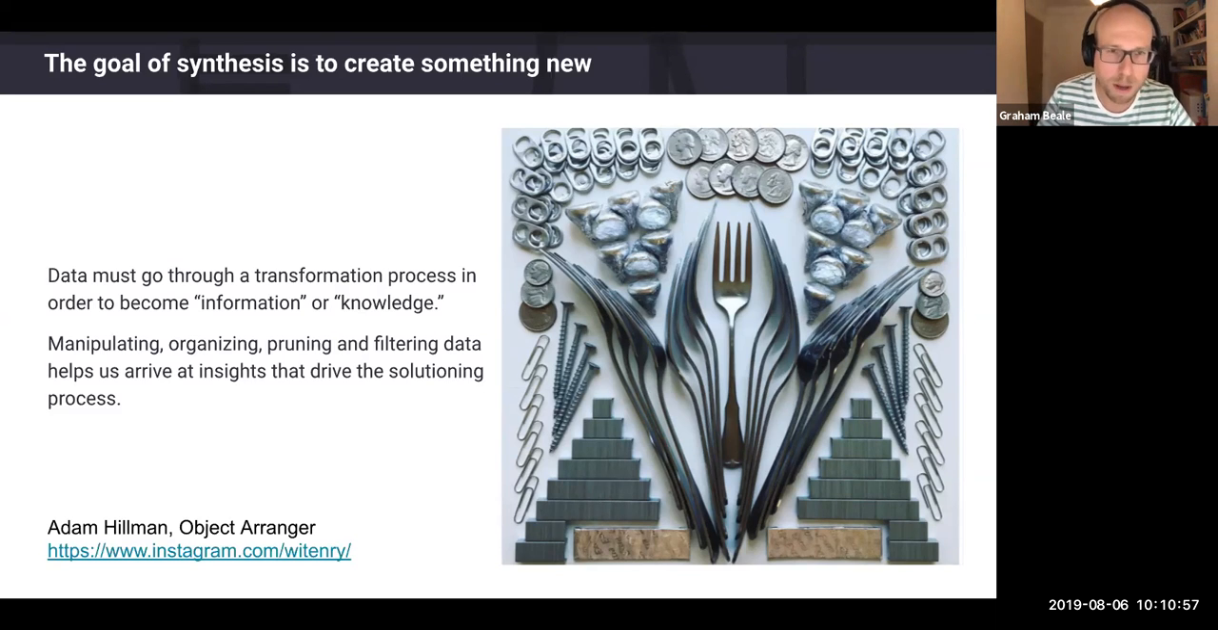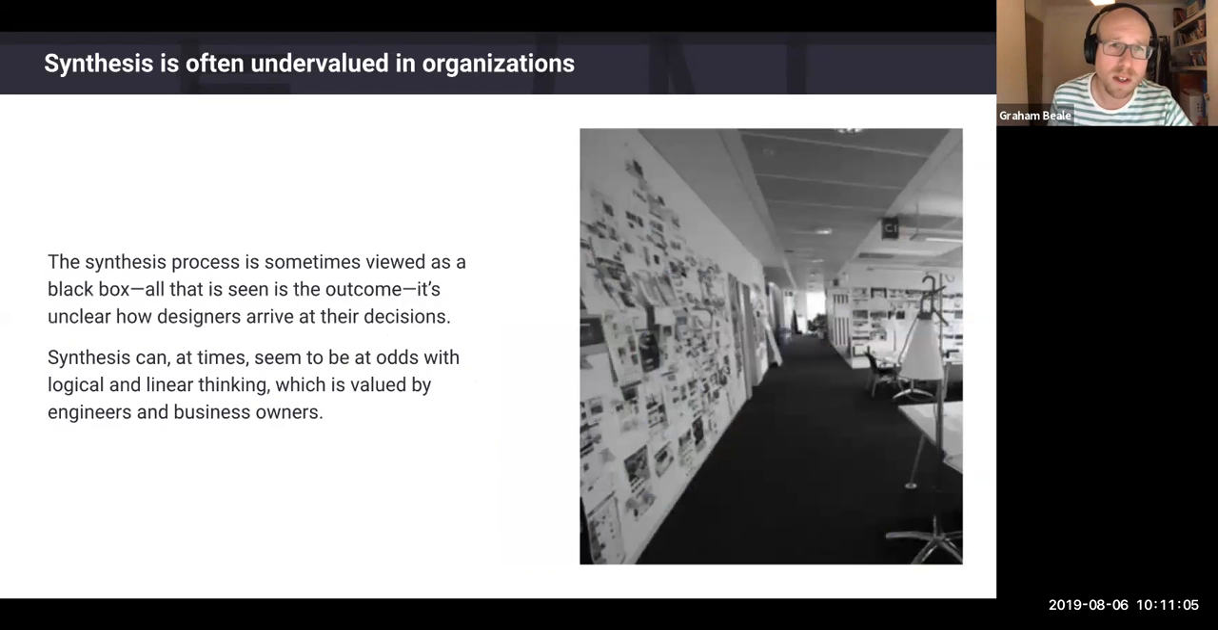And some of the affinity mapping we will talk about later, it really does help you with forming some of this transformation. The other thing to bear in mind is synthesis is often undervalued in organizations. The temptation in a lot of companies and organizations is to immediately knee-jerk into a solution. So they will see, hey, the user is doing this behavior, or we noticed that there's a problem here, and they will immediately go to a solution.